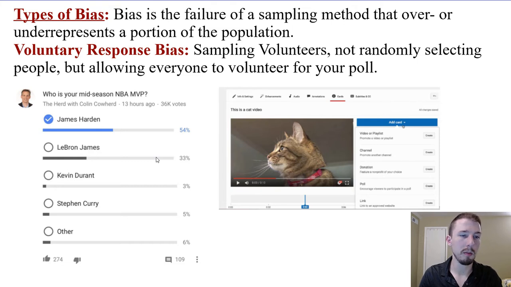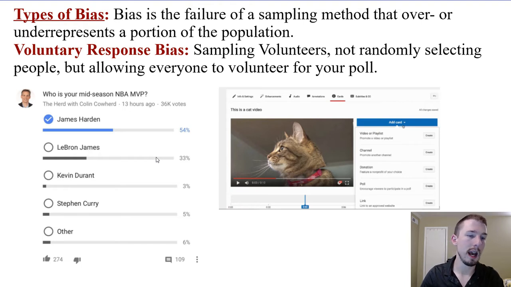All right, so voluntary response bias, this happens all the time. This is when you ask people to volunteer to be a part or offer their opinion instead of actually randomly sampling people. So if it's not randomly selecting people, but you're allowing everyone to volunteer for your poll, the people who are going to respond are the people who are interested in it or who have a very strong opinion about it, not necessarily everyone who'd be in the middle ground.